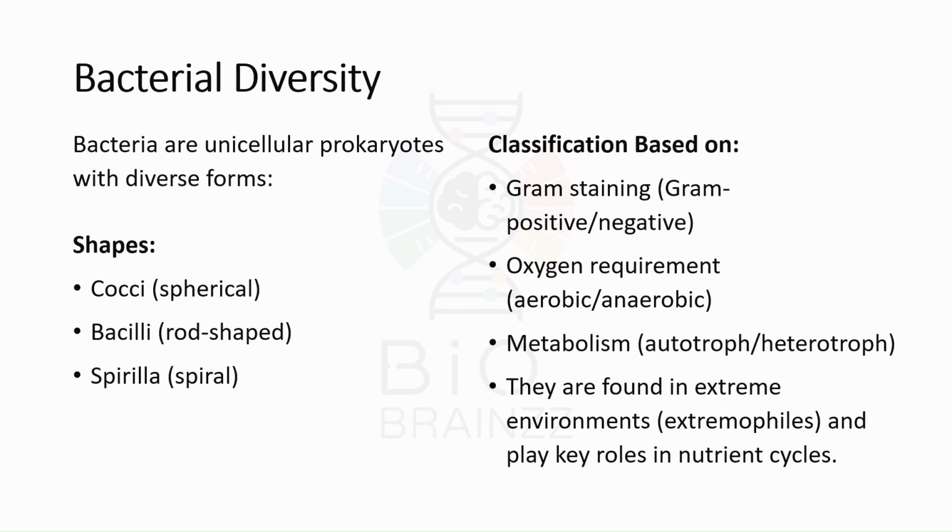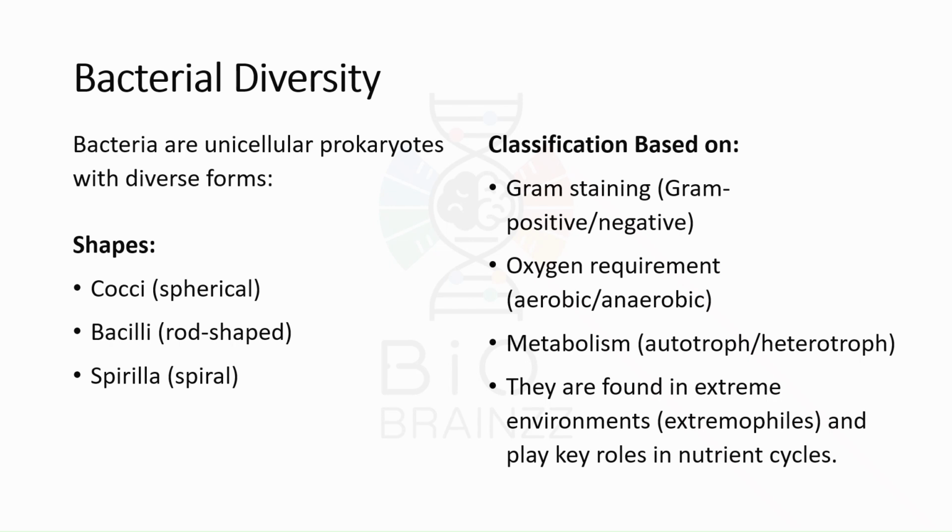Bacterial diversity. Bacteria exhibit a wide range of diversity in terms of shape, metabolism, and environmental adaptation. Based on shape, they can be classified as cocci, spherical; bacilli, rod shape; and spirilla, spiral shape. This morphological classification is one of the simplest ways to identify bacteria and is often used in preliminary analysis.